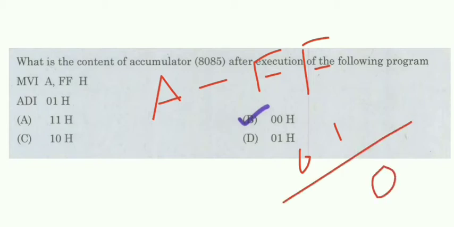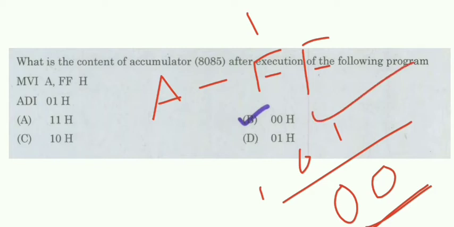If I add 01 to that, F plus 1 is 10, and again F plus 1 is 10. So 1 is a carry, and the accumulator will have 00. So option B is the right answer. MVI A, FFH will store FF in A, that is the accumulator. ADI means add immediate, so you have to add 01 to the accumulator content. Since the accumulator has FF, adding 01 gives 100. 1 is a carry, so the remaining thing is 00.